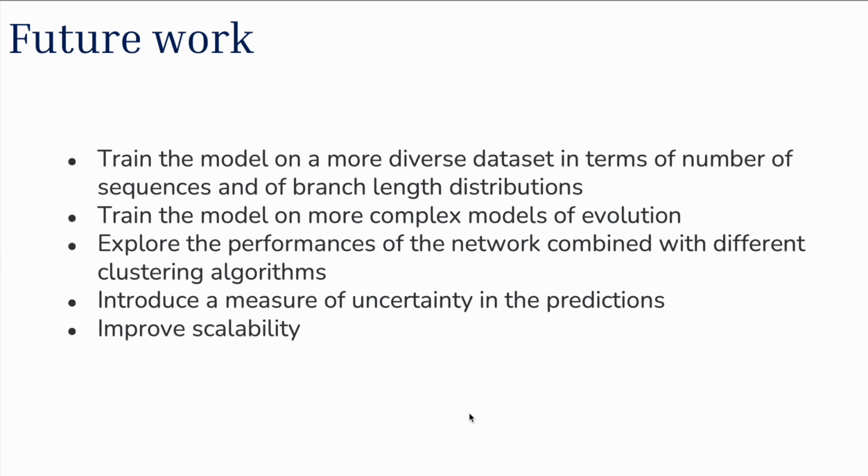Future work will include training the model on a more diverse dataset in terms of number of sequences and branch length distributions, which will allow us to beat maximum likelihood methods in a wider range, training the model on more complex models of evolution, which could be harder to deal with for standard maximum likelihood methods, exploring the performances of our network combined with different clustering algorithms other than neighbor joining, introducing a measure of uncertainty in the predictions, and further improving scalability.